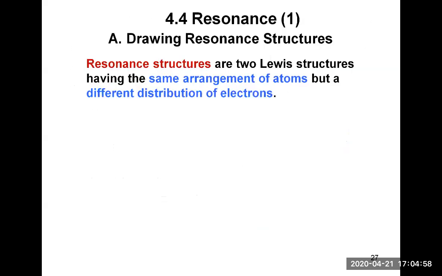So resonance structures. Resonance structures are two Lewis structures having the same arrangements of atoms, but different distribution of electrons for the same molecule. So, for example, you can try to do the Lewis structure for HCO3-1. To do this, you would place the carbon in the center, surround it with 3 oxygens, and bind the hydrogen to 1 of the oxygens.